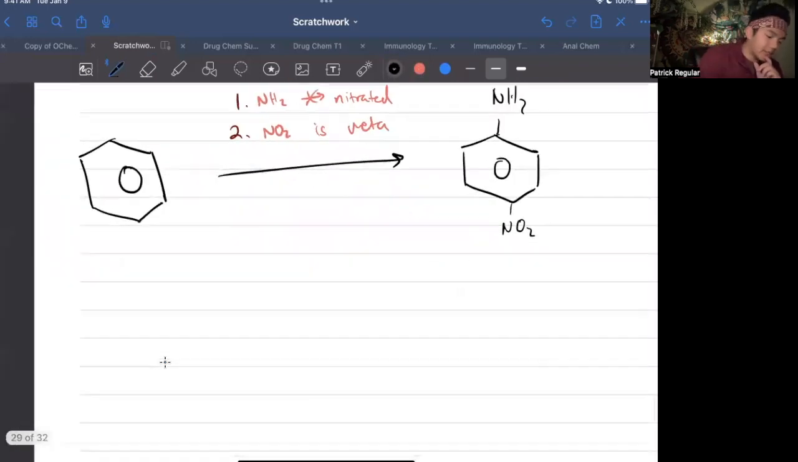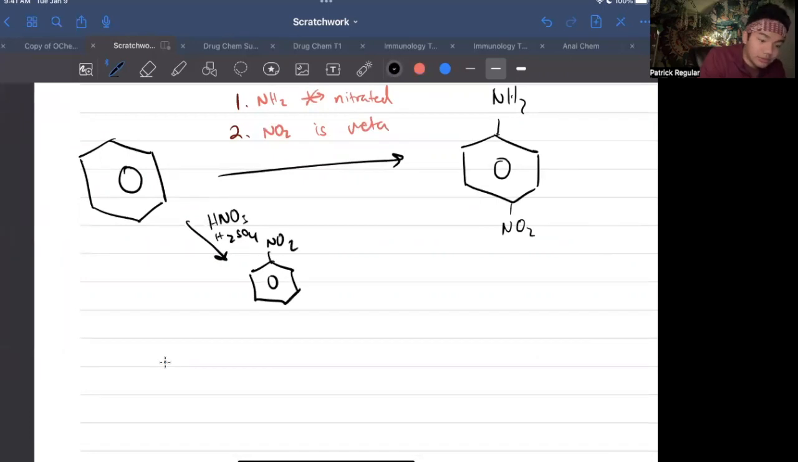So let's go ahead and just set it up. The first reaction, let's just nitrate it, HNO3, H2SO4, NO2. All right, H2, EDC, NH2. All right, now this is the weird thing.